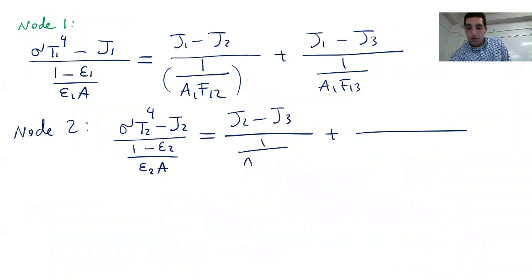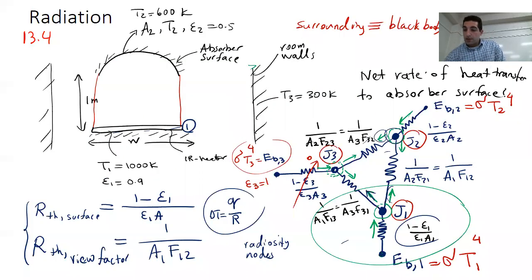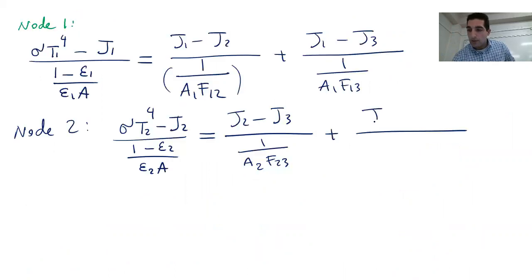Which is 1 over A2 F23. And then another one is this guy, J2 minus J1 divided by the resistance in between, right? J2 minus J1 divided by 1 over A1 F12, or A2 F21.